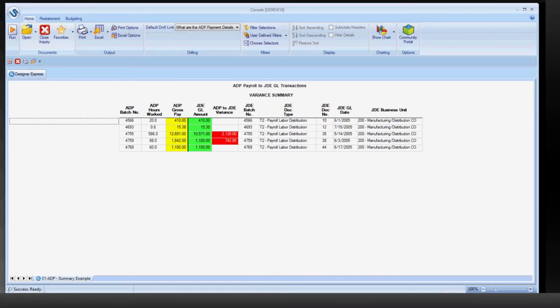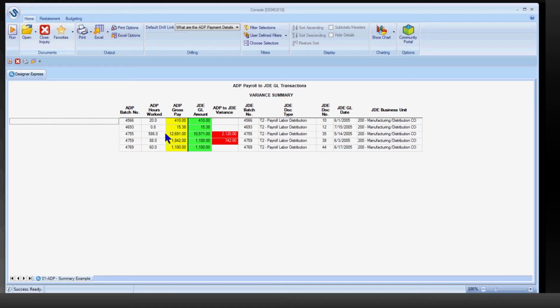In my next example, we're actually looking at data coming from two different database systems. On the right side is the data coming from my JD Edwards ERP system, and this is my GL transactions data. On the left side is a third-party payroll system called ADP. And what we want to ensure is that the payroll entries that we load in batch into the ERP match.